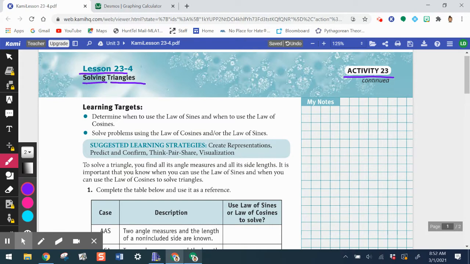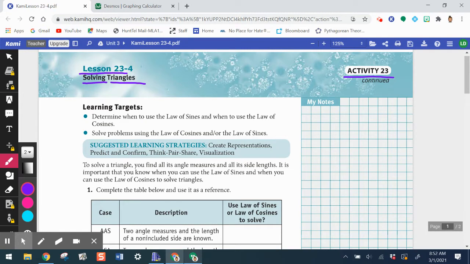If you think about it, for the last few activities, we've really been focusing on new and truthfully exciting ways to solve triangles. We started with solving right triangles, using the Pythagorean theorem, using special right triangles, using sine, cosine, and tangent. And then we were introduced to the law of sines and the law of cosines that can actually help us solve any triangle, not just right triangles.